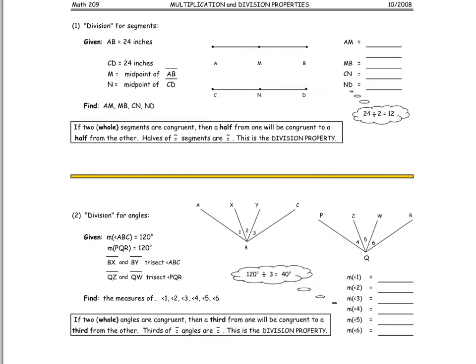Again, I don't need the division property to tell me that these three angles are congruent. Trisection tells me that. I need the division property to tell me that a third from one angle is exactly the same size as a third from another angle if both angles start out the same size and I do divided by 3 both times.